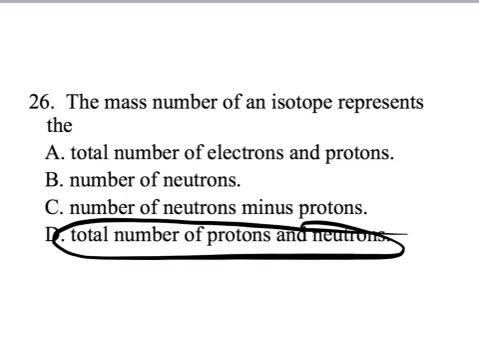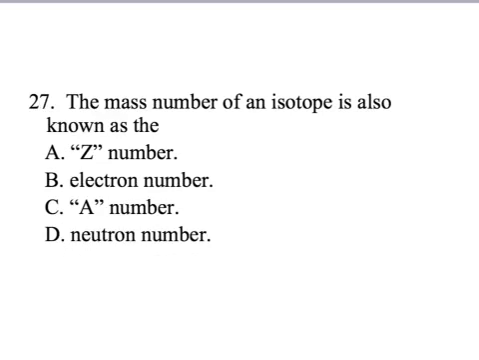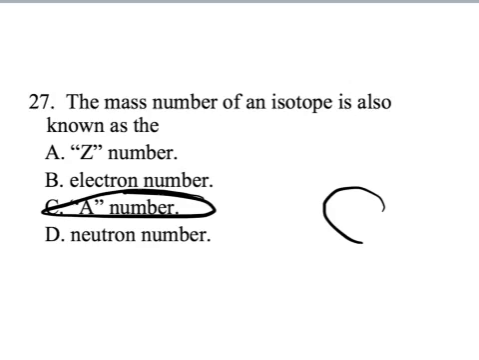Okay. The mass number of an isotope is also known as its A number. Okay. The mass number. So if it's carbon-14, this is the A number. Whoever came up with that, I don't know, but it's also those things.